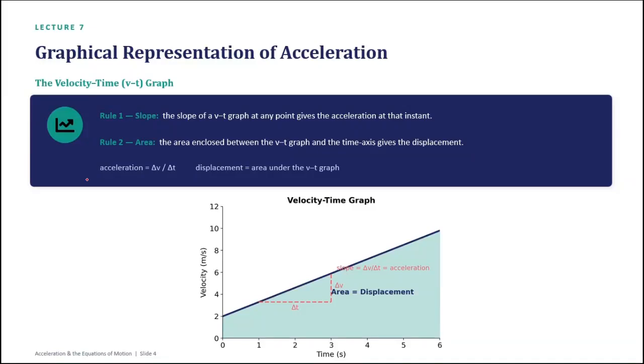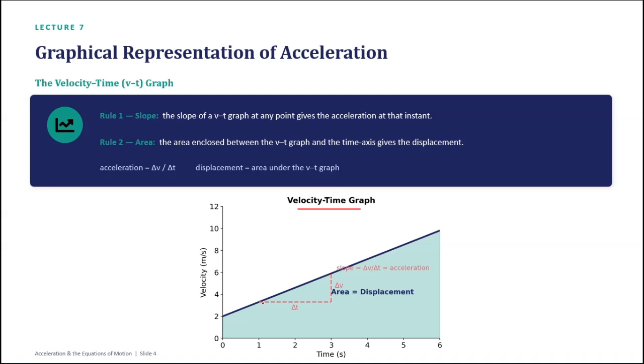The graphical representation of acceleration. Okay, so the graphical acceleration is basically based on two rules. In this graph, on the horizontal axis we have the time axis, and on the vertical axis we have the velocity. This is a velocity time graph. The slope of a velocity time graph gives us the acceleration at that instant.